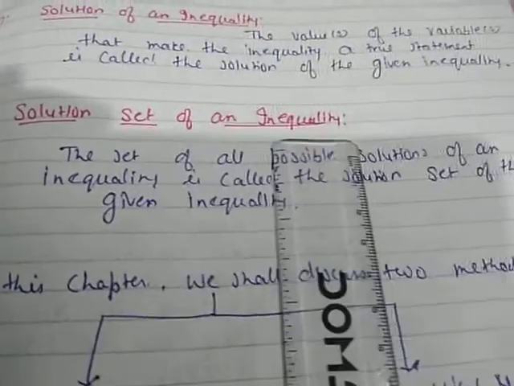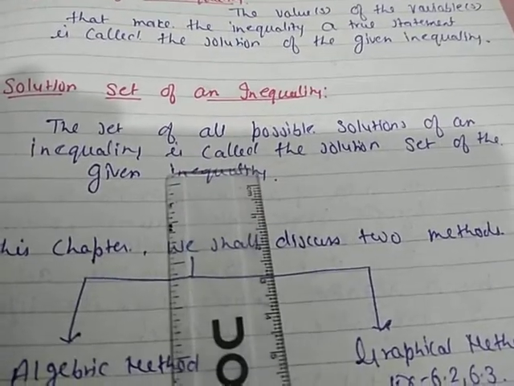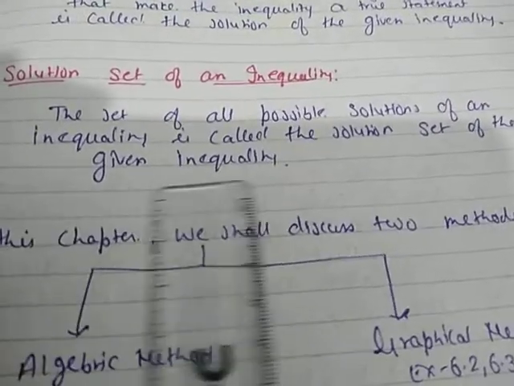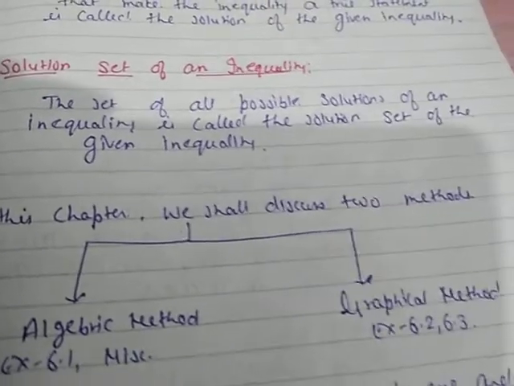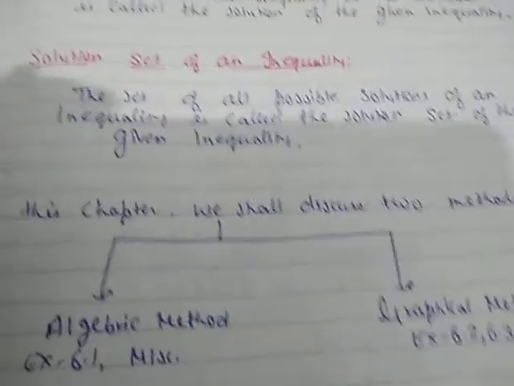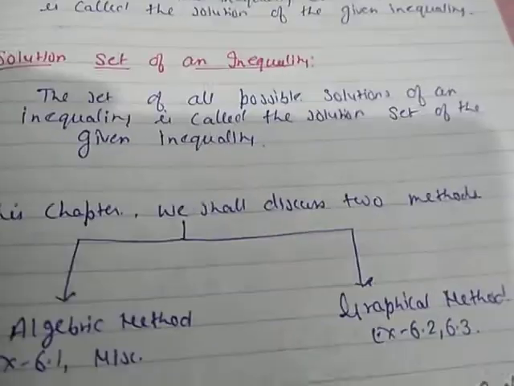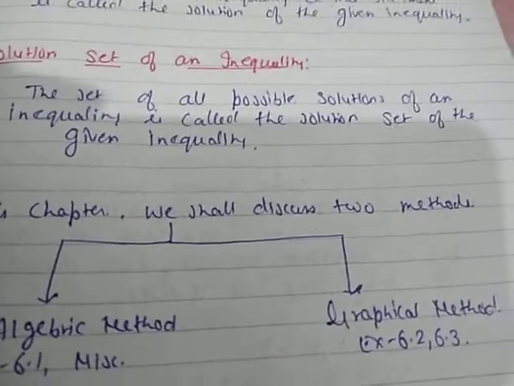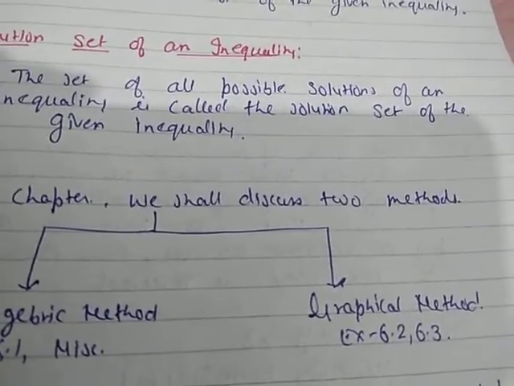Solution set of an inequality. The set of all possible solutions of an inequality is called the solution set of the given inequality, and it is always in range, that is intervals, open interval, closed interval, that we have already done in sets. So this is called solution set of an inequality. If I am saying x is greater than 5, that means the solution set will be x belongs to open bracket 5 comma infinity open bracket. Okay, so therefore this is your solution set of an inequality.